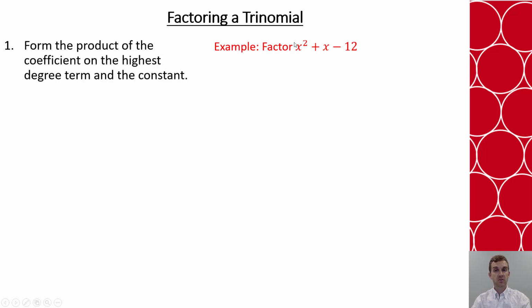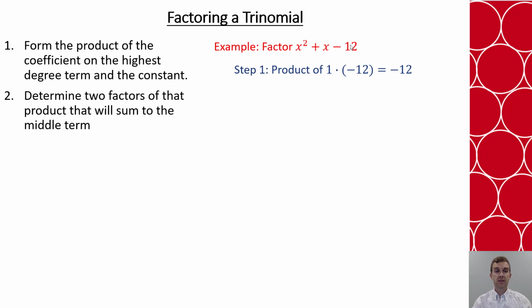So my first term is 1, in this case, and my last term, my constant, is negative 12. Well, 1 times negative 12 is negative 12. That's step 1. Step 2 is I'm going to then find sums for the factors of that product and find one that will match exactly my middle term, because I want to write an equivalent statement so that if I simplified it, I'd be back to x squared plus x minus 12.